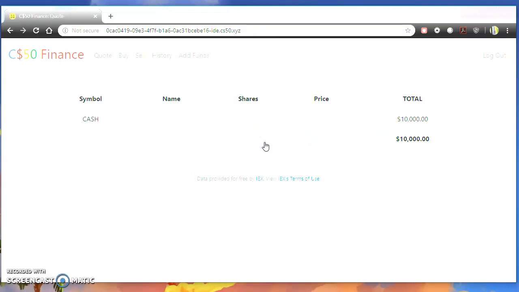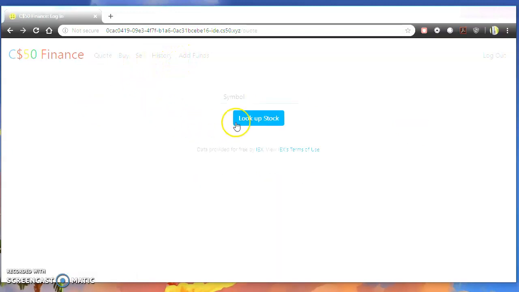Okay, so this is our landing page, and you can see this is the amount of money we start with, which is $10,000. And we see all these different tabs here that I'm going to talk about each individually. So let's start with quote.